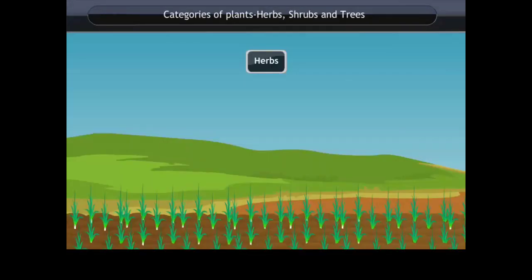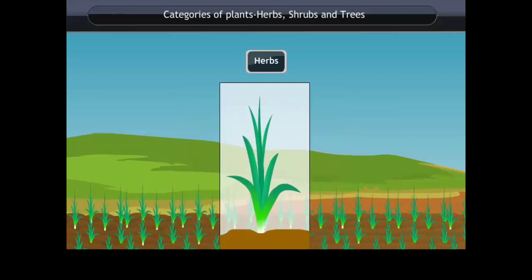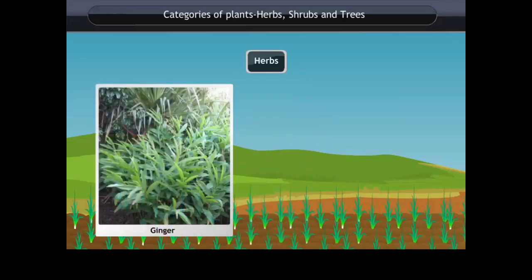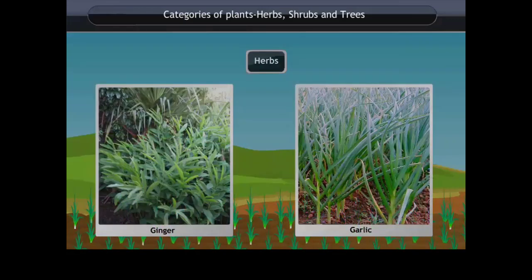Categories of plants: herbs, shrubs and trees. Herbs are green and have tender stems. They are usually short in size and do not consist of too many branches. For example, ginger and garlic.